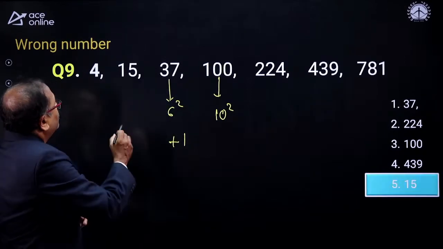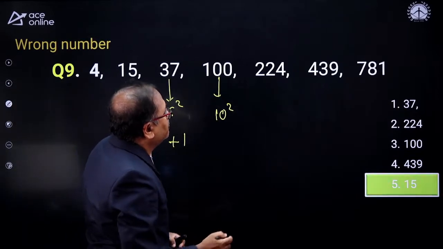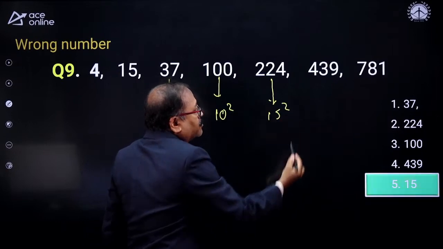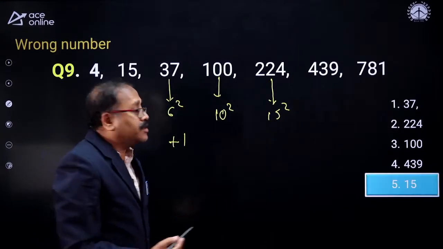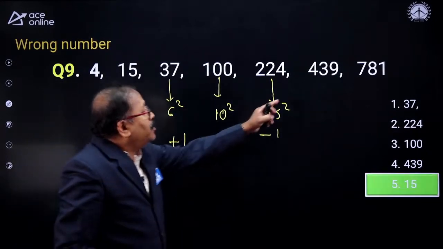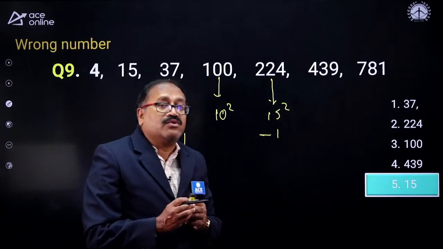Okay. Now, I am not able to identify these numbers. Can I identify this number? This is 15 square. 15 square is 225, minus 1. Okay, what about this number? Could it be closer to 21 square?